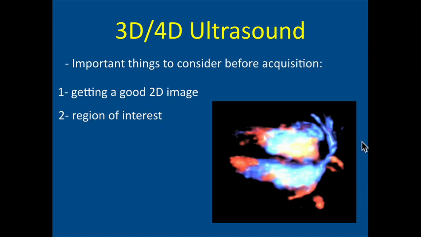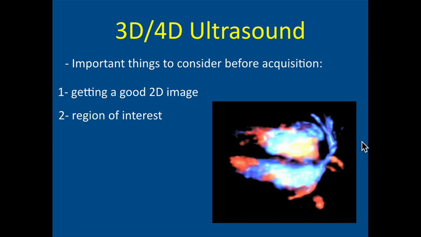Decide what your region of interest is. Remember, when you activate a 3D, 4D sweep, you are deciding what to place in that conical shape or volume of acquisition. So if you're interested in the heart, keep your box around the heart. I would tell you that it's probably good to cheat that a little bit.